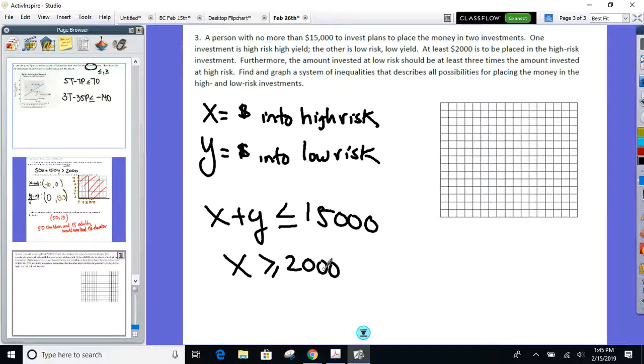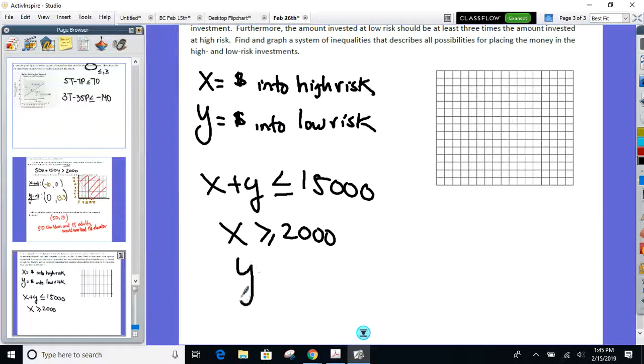Furthermore, the amount you invest at low risk. What's low risk for us? The Y. Keep reading. Has to be at least. At least. What's the symbol for at least? Greater than or equal to 3 times the high risk. 3x. Here we go. What's wrong with it? I'm not even going to fight this one.